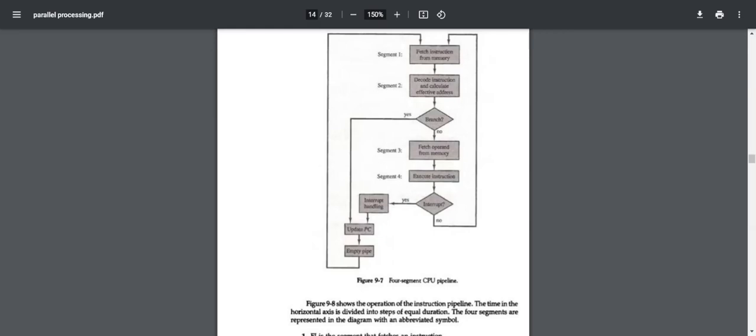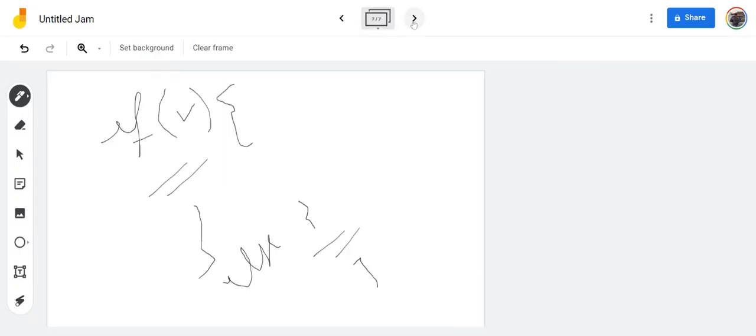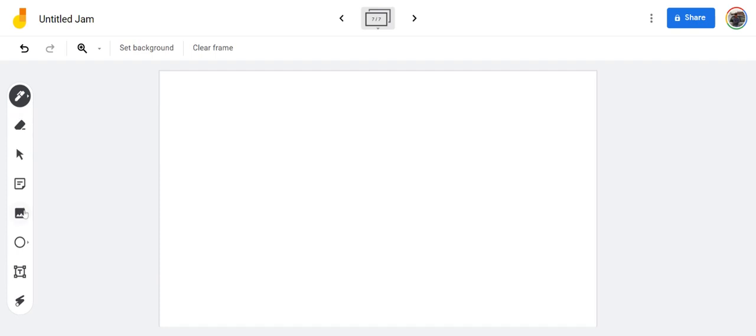And now let's try to dive a little deeper into how instruction pipelining actually works. Let's say we have two simple instructions. Int i equals to 0, that is instruction 1. Int j equals to 0, that is instruction 2. Now let me try to ideate this thing.